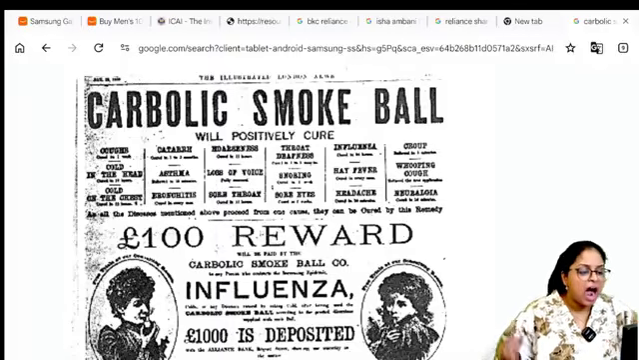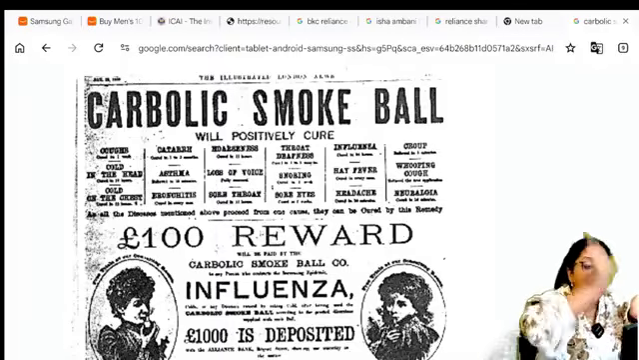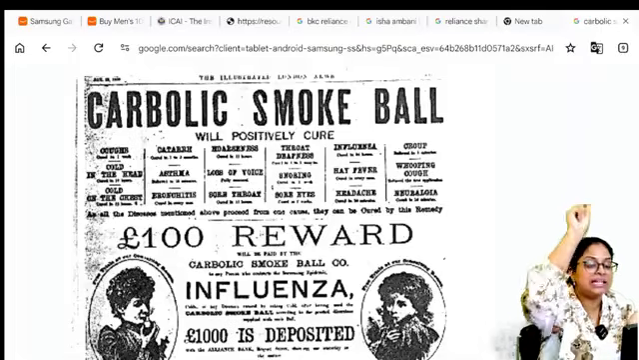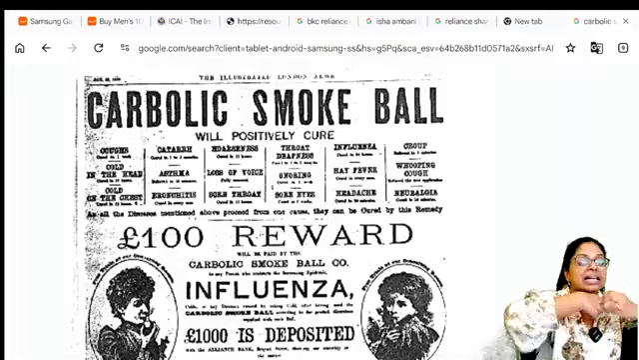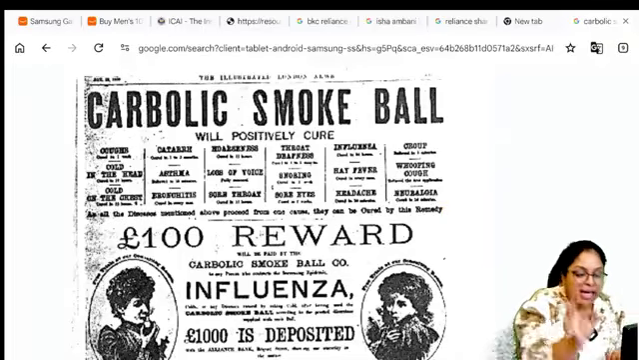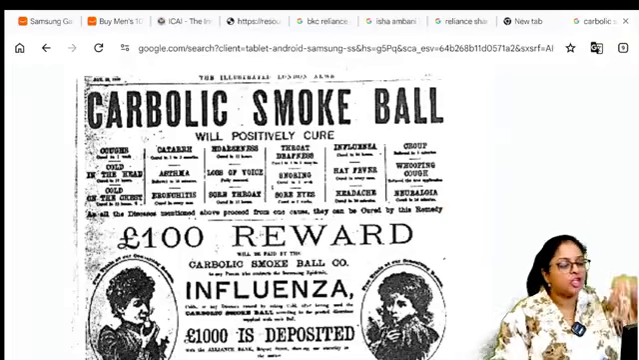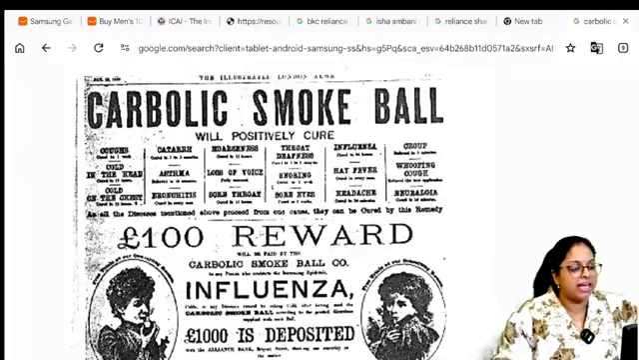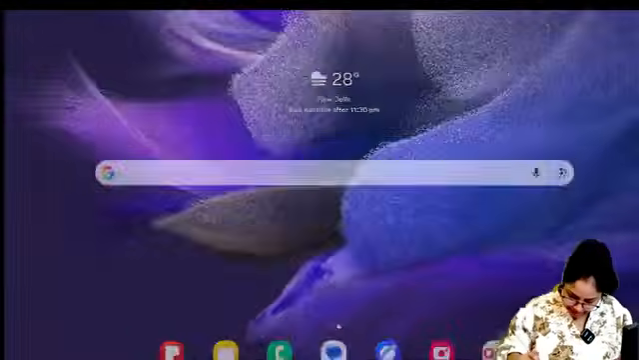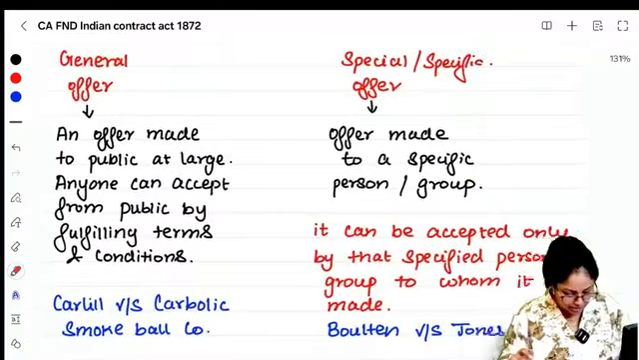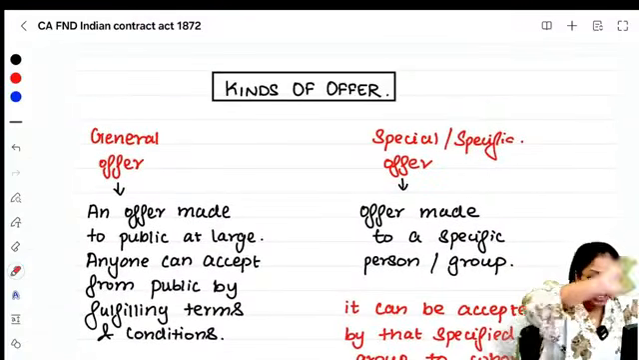The judge says, are you mad, Smoke Ball Company? You gave an advertisement with a reward. An advertisement with a reward is a general offer. Anybody who fulfills the advertisement is assumed to have accepted the offer. So you are supposed to pay Carlill. There is no excuse. Is that clear, people? Did you understand Carlill versus Carbolic Smoke Ball Company? Absolutely clear. Now this is a general offer.